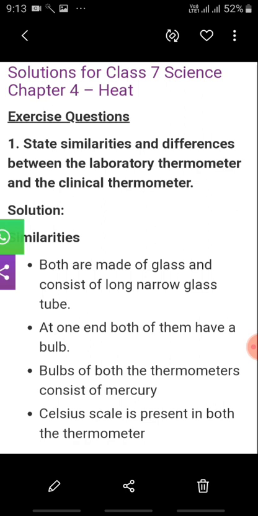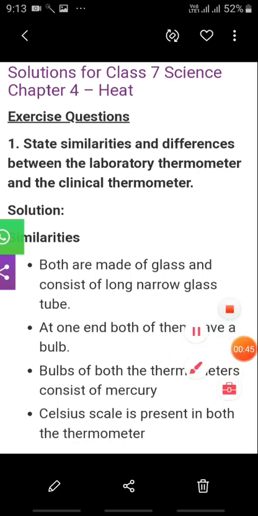First, the similarity. Both are made of glass and consist of a long, narrow glass tube. At one end, both of them have a bulb. The bulb of both the thermometers contains mercury. Celsius scale is present in both the thermometers. So, this is all about similarity.